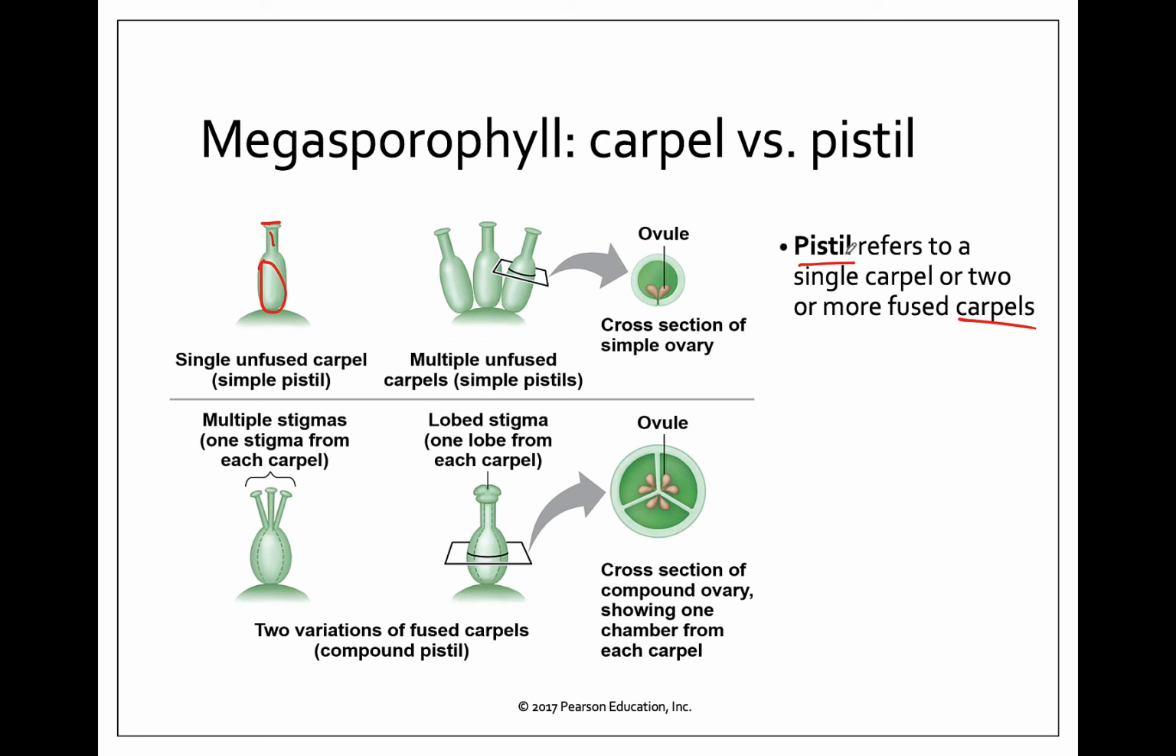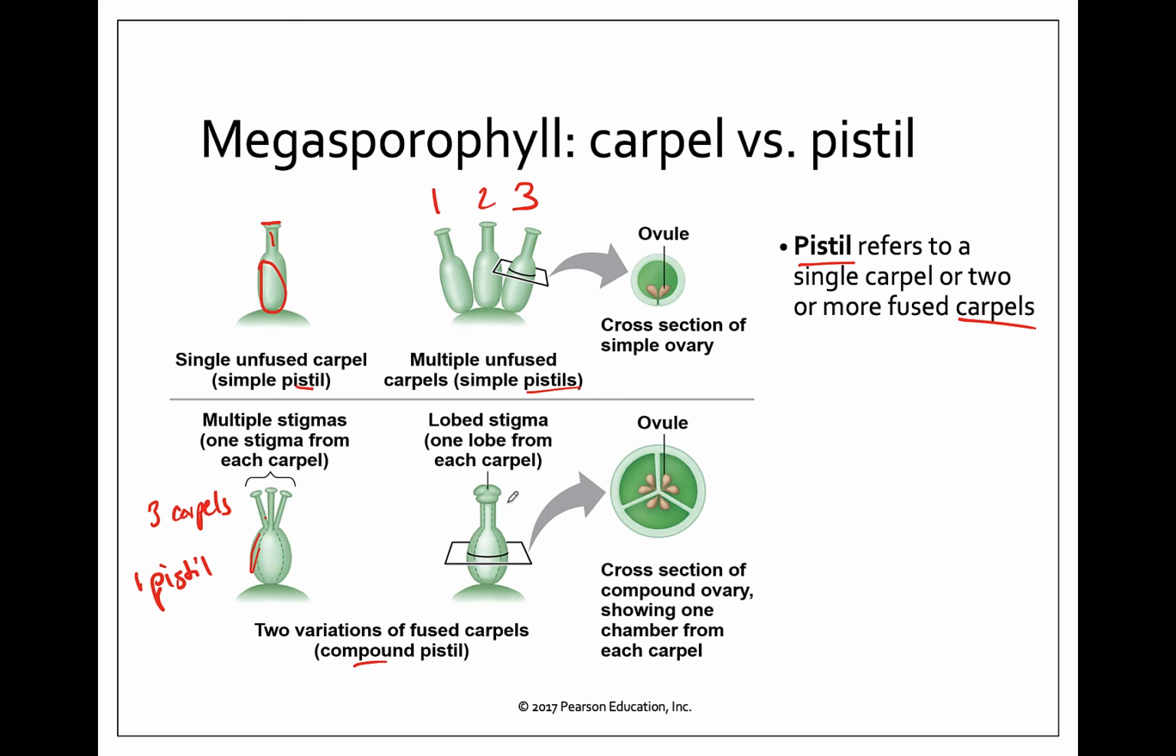Sometimes this can be called a pistil. So a pistil can be a single carpel or multiple carpels together. This is a simple carpel or a simple pistil. This case has 3 separate carpels, 1, 2, 3, or 1, 2, 3 pistils. Down here, we have a compound pistil. So this is going to have 3 stigmas, and each of those leads to a style and an ovary. So this would be 3 carpels, but because they are fused together, this is technically 1 pistil.